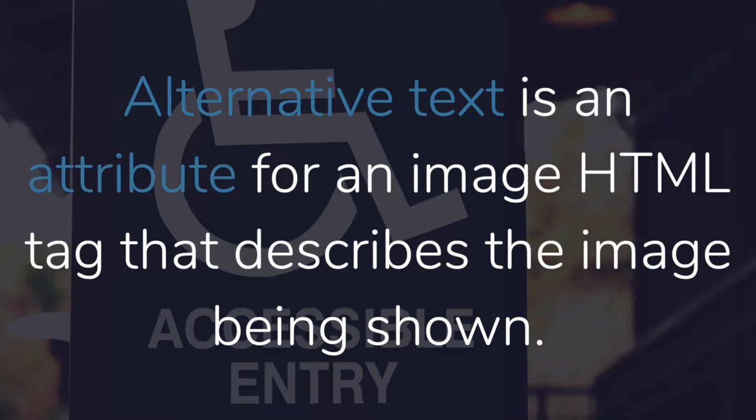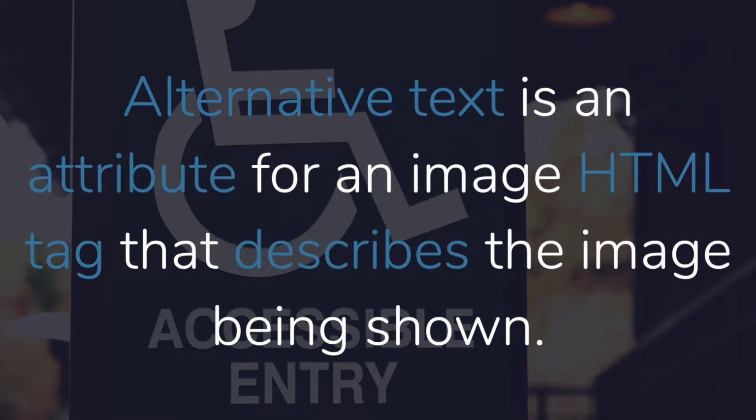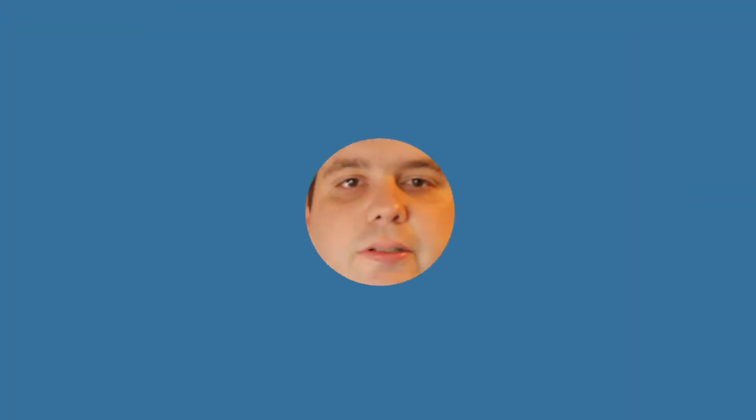Alternative text is an attribute for an image HTML tag that describes the image being shown. It's what screen readers use to describe the image to their user so that they can get a better idea of what the image is. And it will also show up if the image fails to load, which helps normal sighted users.